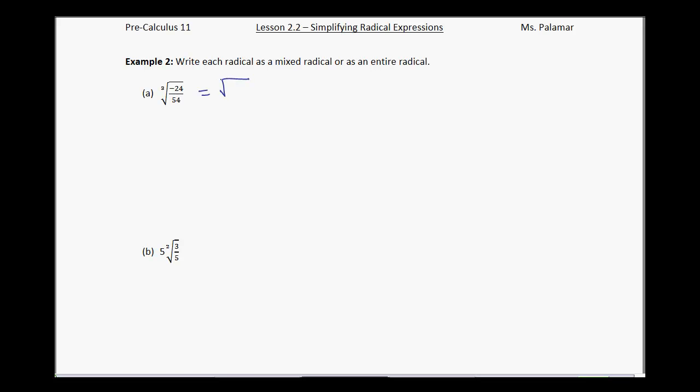Let's split it up. So the cube root of negative 24 divided by the cube root of 54. Now we can split up negative 24 into negative 8 and 3, and we can split up 54 into 27 and 2. We can simplify even more.